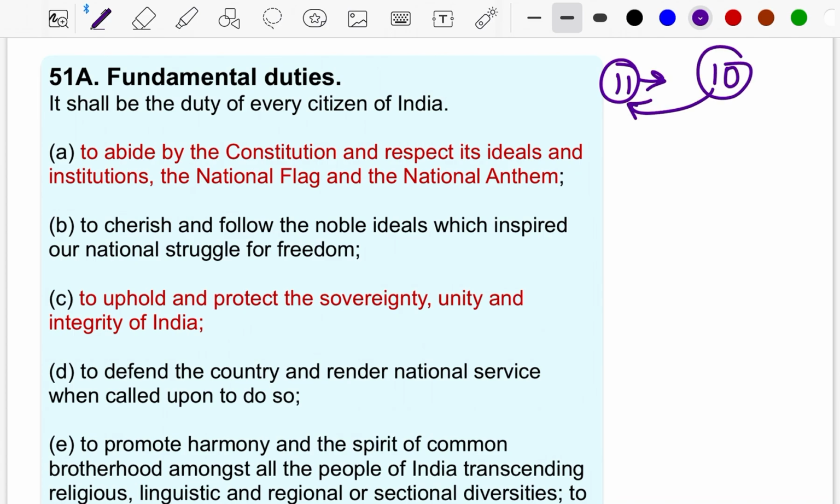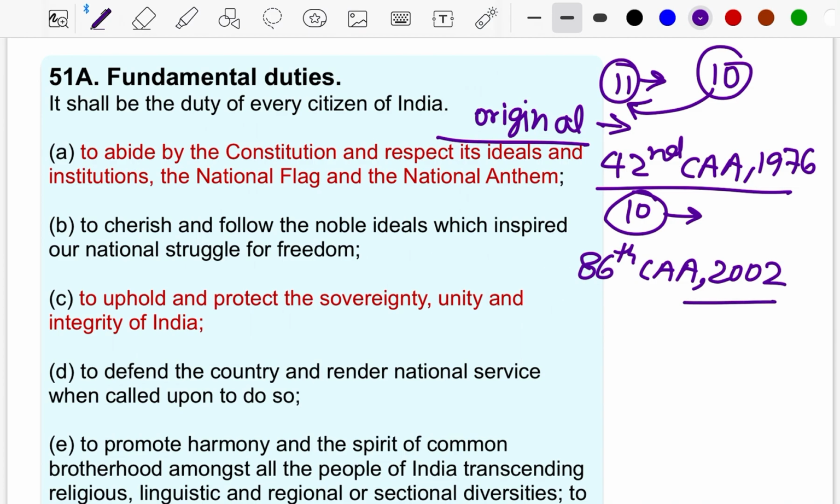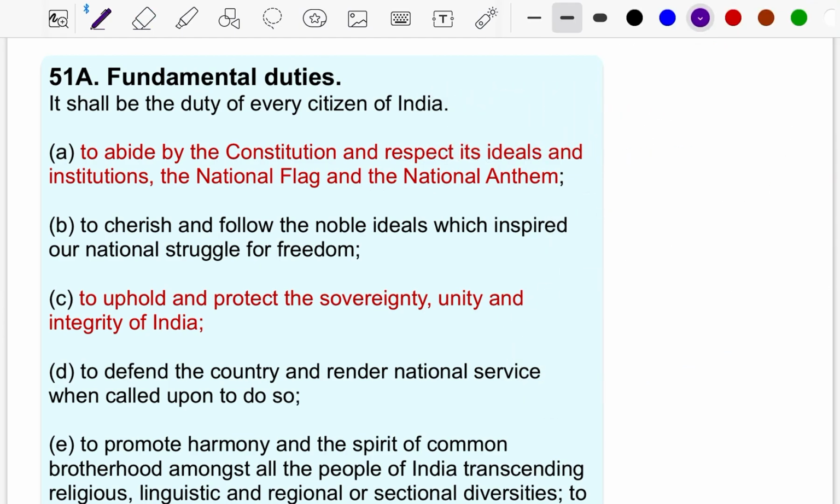I have told you 10, then how did it become 11? I will give the information about this. Originally there were no fundamental duties, right? Through the 42nd Constitutional Amendment Act 1976, 10 fundamental duties were incorporated in our constitution under Article 51(A) and Part 4A, right? Later, through the 86th Constitutional Amendment Act 2002, one more fundamental duty was included. That is why it became 11 fundamental duties. I will give this information later.